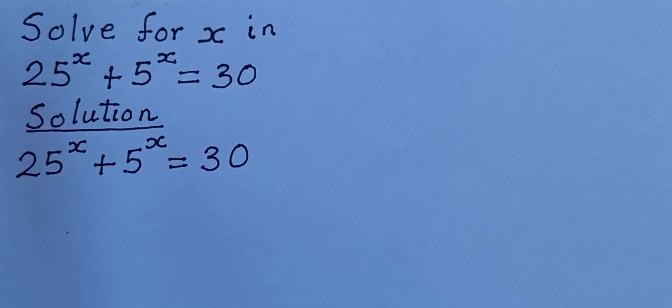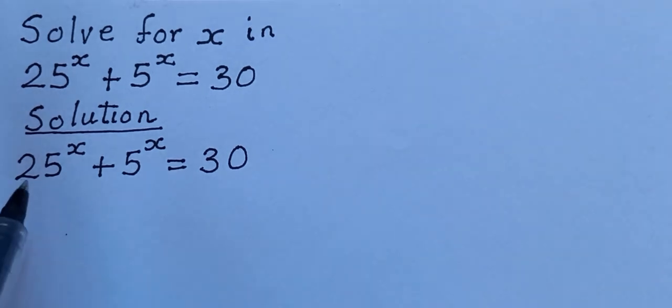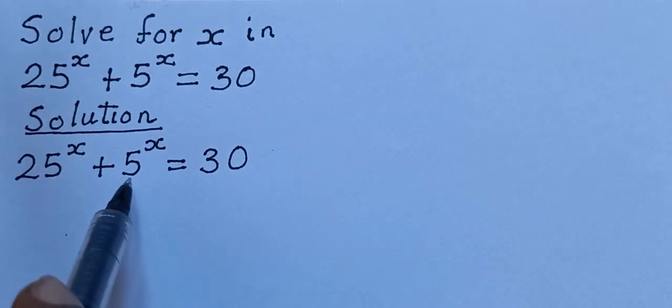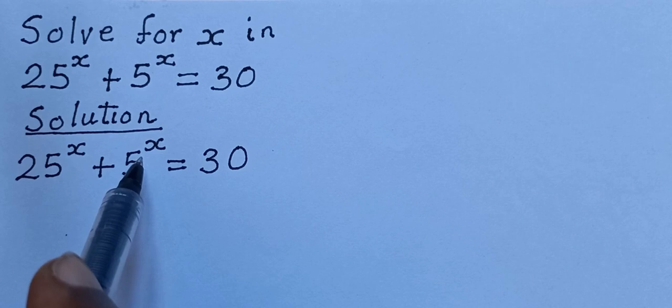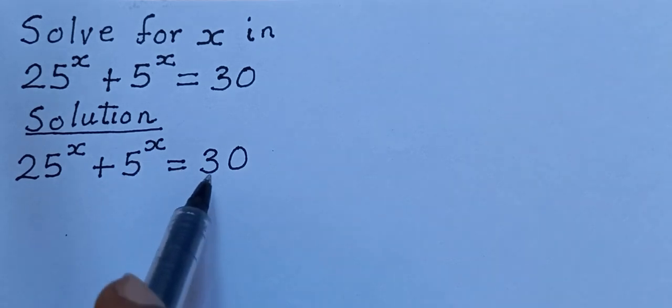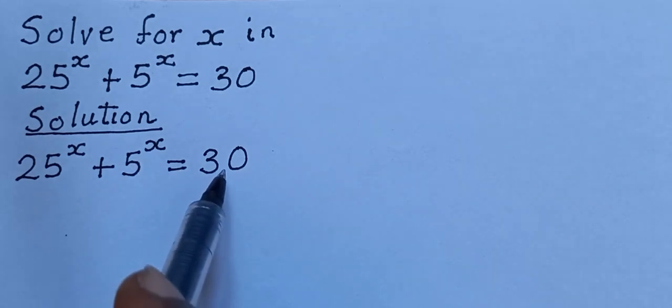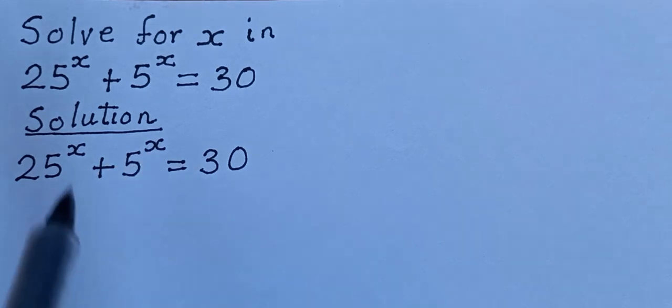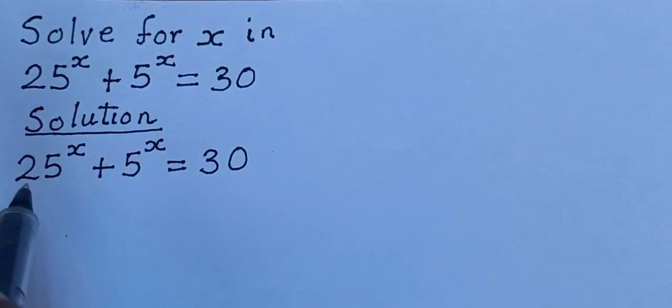Today we have the exponential equations, which we are supposed to find the value of x. The exponential equation is 25 raised to the power x plus 5 raised to power x equals 30. Here we're supposed to find the value of x. In order to get the value of x, we are going to deal with this part of our equation.